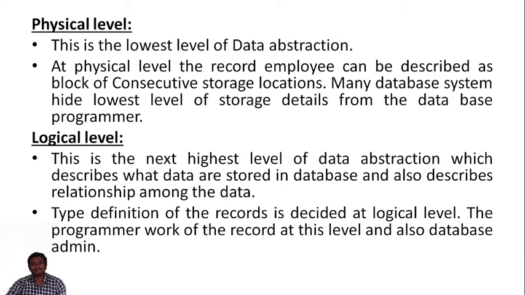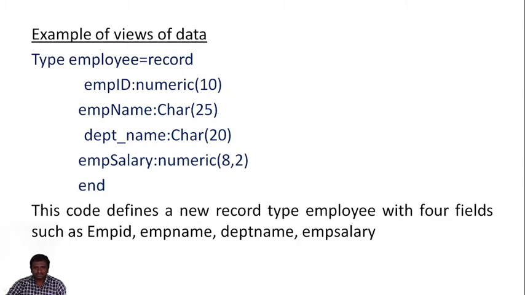The next level of abstraction is the logical level. This is the next highest level of data abstraction, which describes what data are stored in a database and also describes the relationship among those data. You can see the example. What data is stored in employee ID? It is stored as numeric data. Employee name is stored as character data. The department name is stored as character data. The employee salary is stored as numeric data.